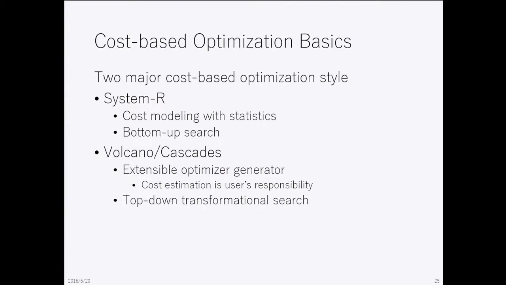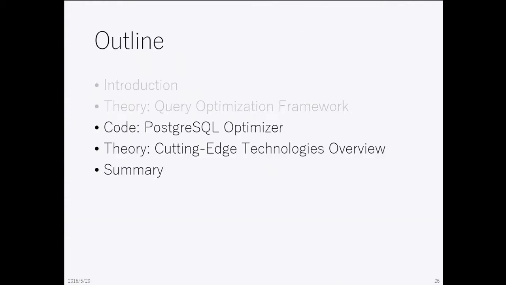Okay, so far, two major cost-based optimization styles were covered, System R style and Volcano style. So System R style is the bottom-up optimization with cost modeling, and Volcano is a top-down transformational search with an extensible optimizer generation framework. Okay, so this is the end of the theory part, so I switch back to Yoji.